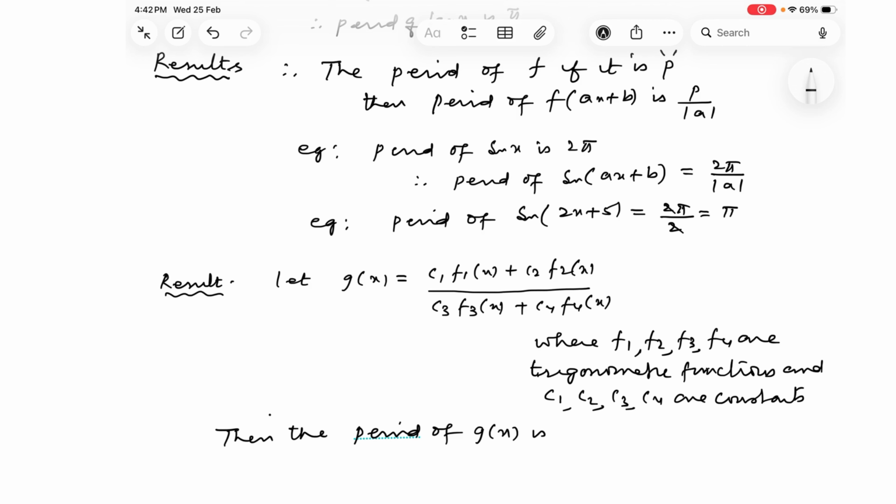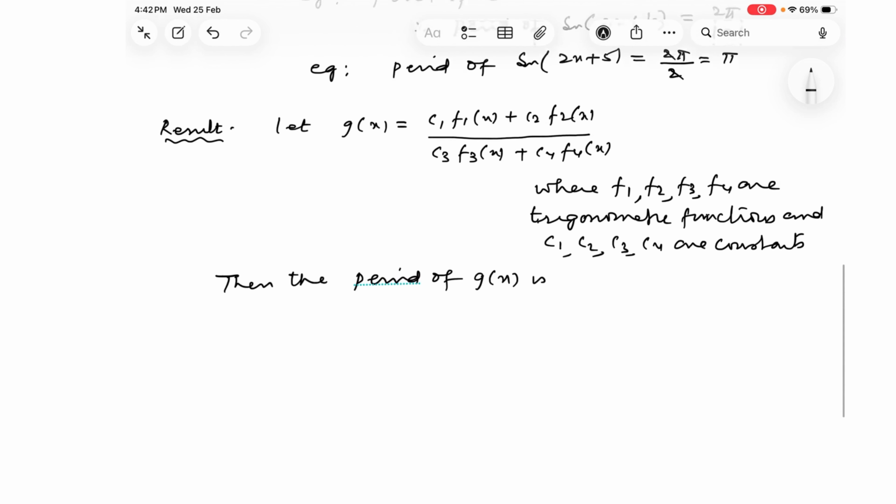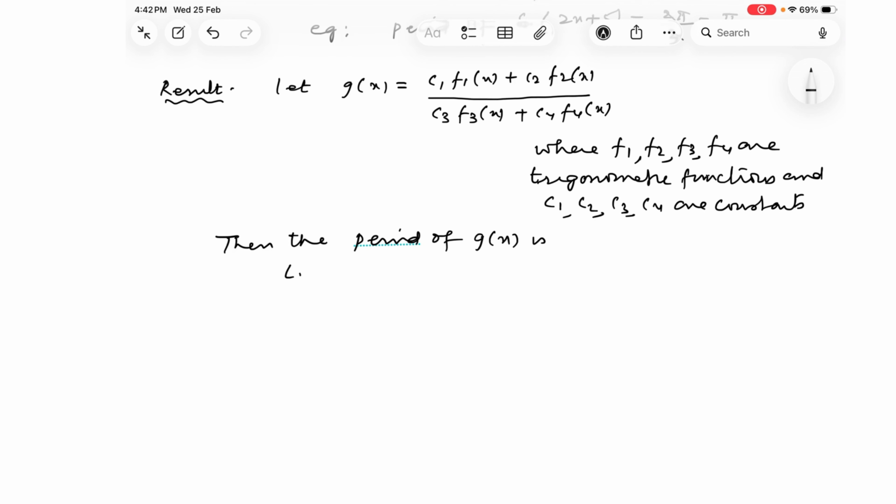Then the period of g(x) is the LCM of the periods of f1, f2, f3, f4.